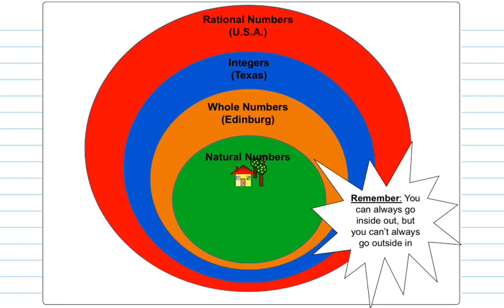Hence, natural numbers are going to be whole numbers. Whole numbers will be integers, and integers will be rational. Notice how I went from the inside out, except I'm not always going to be able to go from the outside in. Because if it's a rational number, does that mean it's going to be a whole number all the time? Not necessarily. It can, but not all the time, because not all of the United States is inside of Edinburgh.